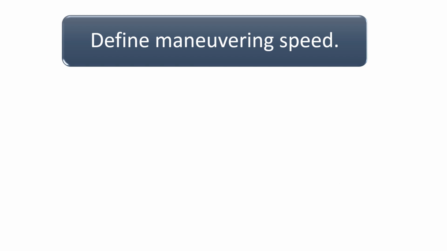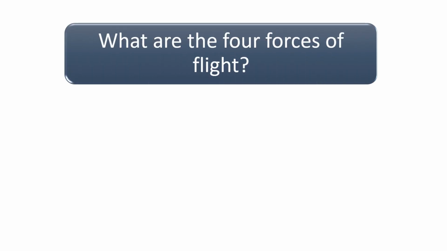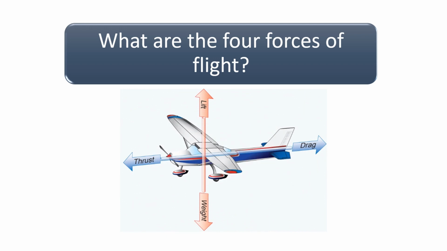Define maneuvering speed. Maneuvering speed is symbolized by the letters VA. The maneuvering speed is the maximum speed at which full or abrupt control movements may be used without overstressing the airframe. What are the four forces of flight? The four forces acting on an airplane when in flight are lift, weight, thrust, and drag.